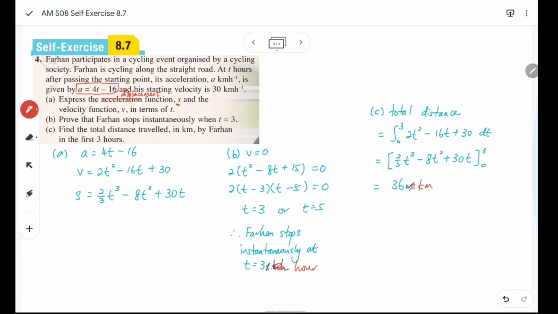C. Find the total distance traveled in km by Farhan in the first 3 hours. This is in km. So we see that in the first 3 hours, Farhan doesn't change direction. He doesn't stop, because he stops only when t equals to 3. So we can straight away integrate the velocity function from 0 to 3. So 2t cubed minus 8t squared plus 30t from 0 to 3. Sub in the 3 minus the 0. Then we get 36 km. Thank you.